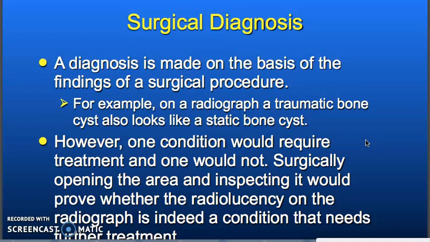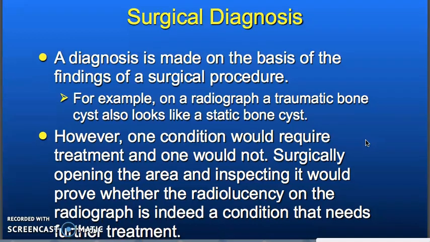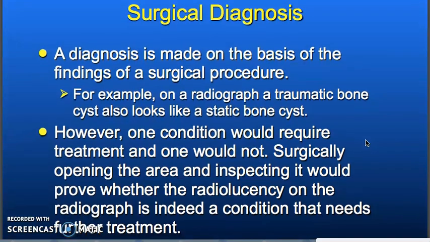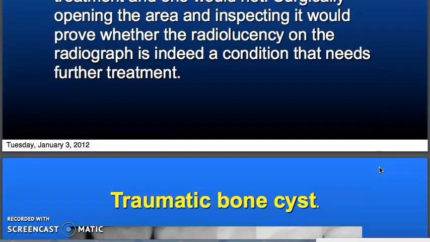Okay, and then we come to our surgical diagnosis. It's made on the basis of what's found in the surgical procedure. Traumatic bone cyst, static bone cyst. However, one condition will require treatment and one would not. So they have to know what they're dealing with surgically. Sometimes it's just something that can be left alone. Other times it needs to be removed.